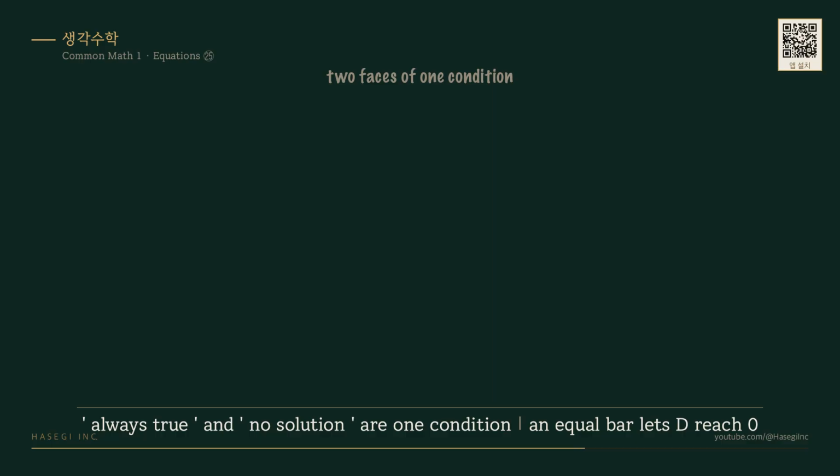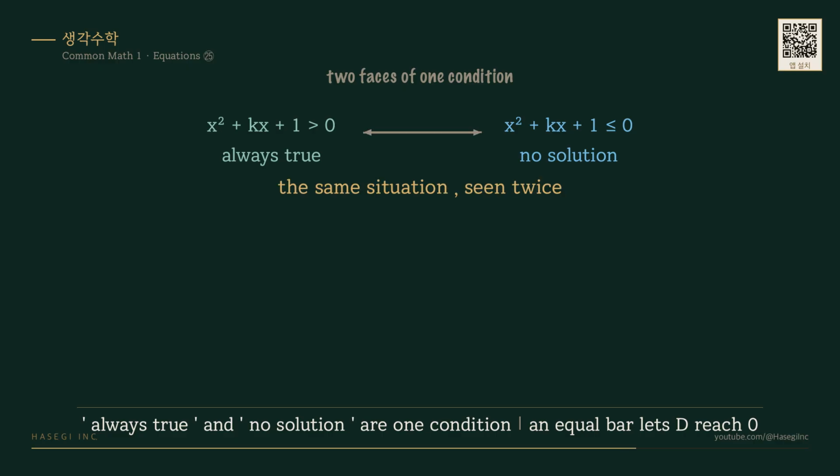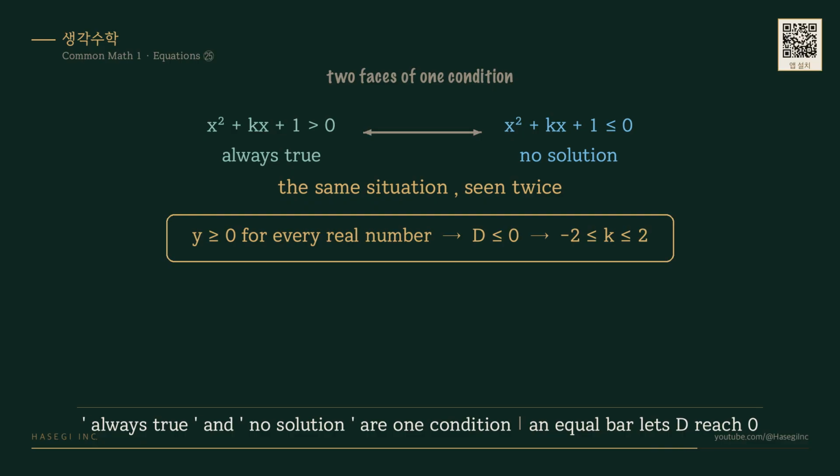One more thing surfaces here. Saying that no x makes x squared plus kx plus 1 less than or equal to 0, in other words, that it has no solution, is saying exactly what we just solved. Always true and no solution are two faces of the same situation. Watch the equal bar, though. If the requirement is greater than or equal to 0 for every real number, grazing the axis is allowed, so the discriminant may reach 0, and the answer widens to k from minus 2 to 2 inclusive.